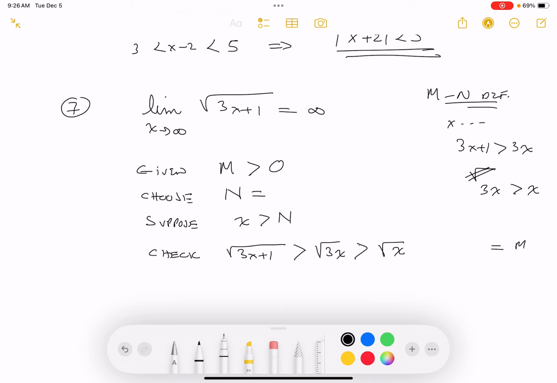Now, I'm looking at this over here, and I'm going to say, well, you know what? x is greater than N, so I know this is true now. All right? If x is greater than N, I know this is true. Now, I'm at the stage where I think I can figure out what N is. How do you do that? I'm looking at this over here, square both sides, and what would N be? It would just be M squared. I'll write this over here. And we are now done.